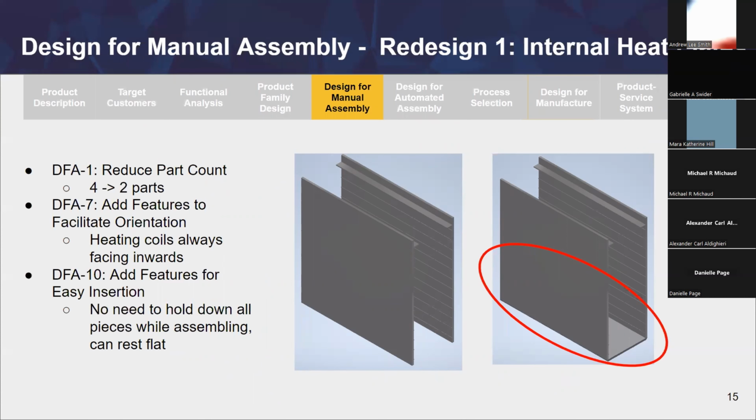The DFA guidelines that led this change were reducing part count, as now we have 2 parts instead of 4. Also, by connecting the plates, the heated coils are always facing inward. Finally, we follow DFA 10, which is helpful because there's no need to keep holding the plates after insertion.